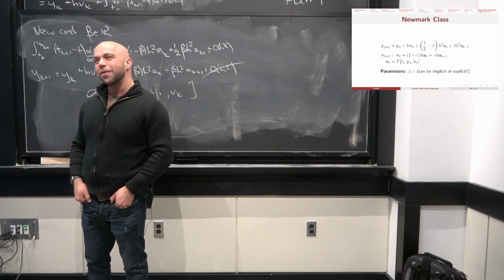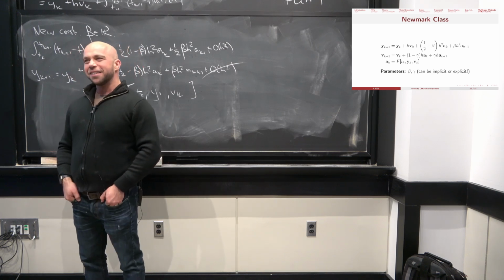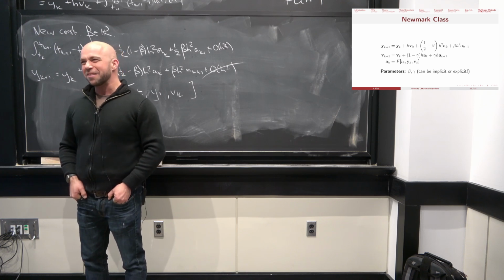On the other hand, we can see a lot of other special cases. We're going to go through them really fast in the next few slides, just to show that different choices of gamma and beta actually give us different integrators with different properties, which is super cool.